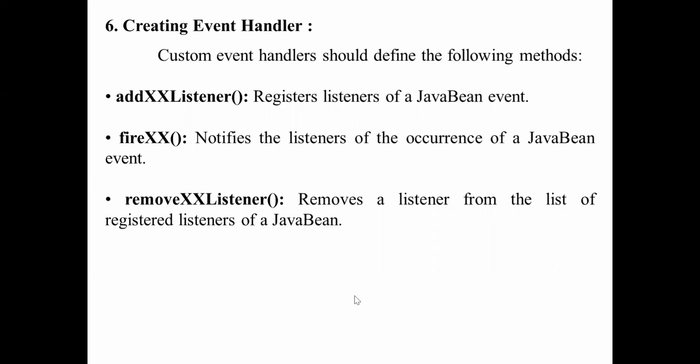So these are the three methods we are using. removeXXListener means we can remove a listener from the list of registered listeners of the Java Beans. So this is the flow of creating the event handler. First is add, second is fire, and third is remove.